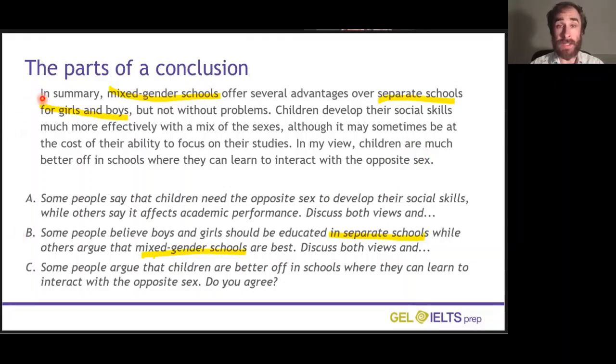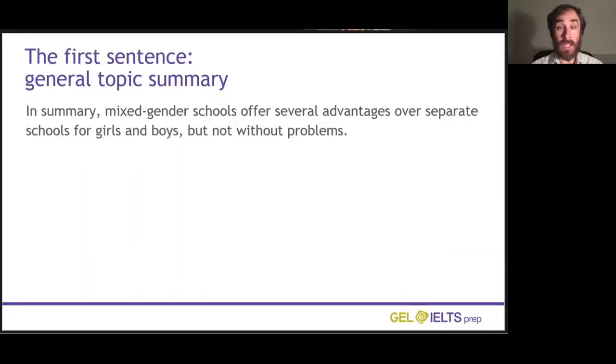So that first sentence, in summary, is kind of paraphrasing the question. It's similar to what we would do in the first sentence of our introduction. So let's focus on that first sentence. Let's read it again. In summary, mixed gender schools offer several advantages over separate schools for girls and boys, but not without problems. I'm going to show you some statements, and I would like you to decide if these are true or false about this sentence.